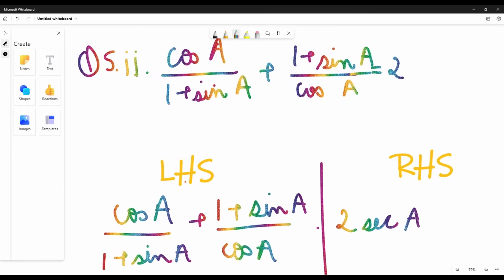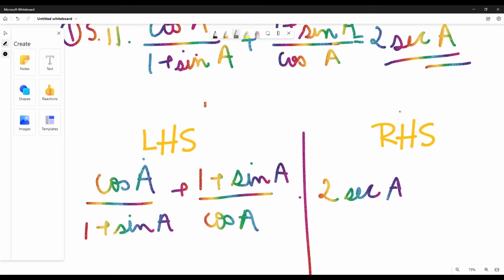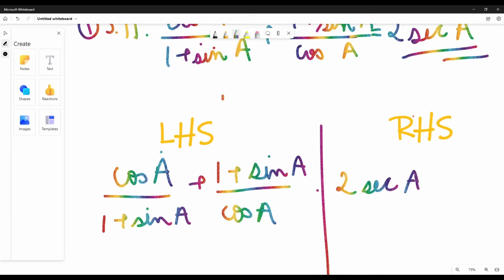Today we are looking at question number 5, second part, of exercise 8.4 of maths. The question is that cos A upon 1 plus sine A plus 1 plus sine A over cos A should be equal to 2 secant A. Now you may be frightened or terrified that such a big equation would turn into this. Firstly, you can simplify this to 1 by cos, if you want, that's your wish totally.